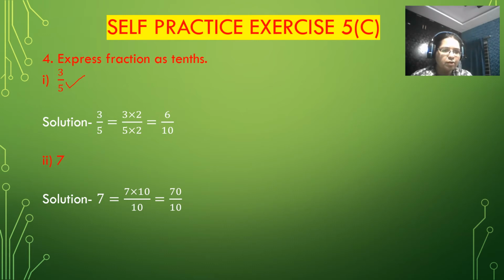So we have to multiply the number 2 with both numerator and denominator of 3 divided by 5. So multiply 3 with 2, we get 6, and multiply 2 with denominator 5, we get 10. So 6 divided by 10 is the equivalent fraction of 3 divided by 5. Now 3 divided by 5 equal to 6 divided by 10, that is 6 tenths.